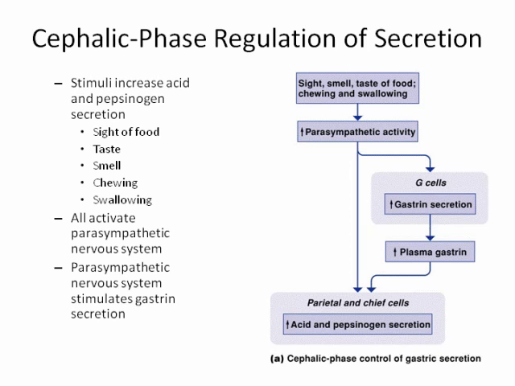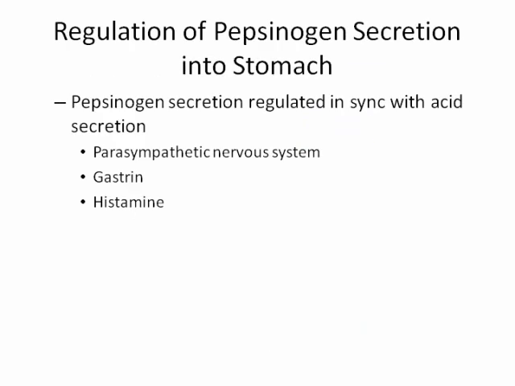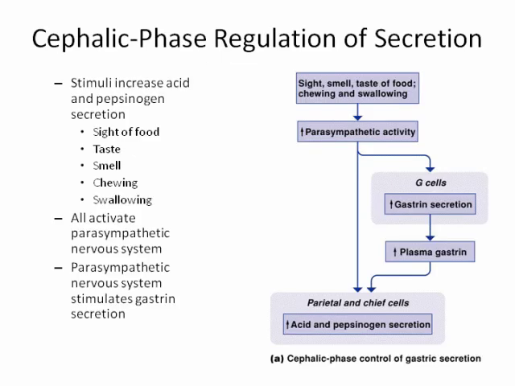So I mentioned the cephalic phase before. Let's take a look at it in a bit more detail. Of course, we talked previously about the parasympathetic nervous system having an effect on acid secretion and pepsinogen secretion, and here's how it occurs. The sight of food, the taste of it, the smell of it, the chewing action itself, and swallowing are all considered cephalic because all of these are occurring in the head, the cephalus. These stimuli all activate the parasympathetic nervous system, which in turn stimulates gastrin secretion.